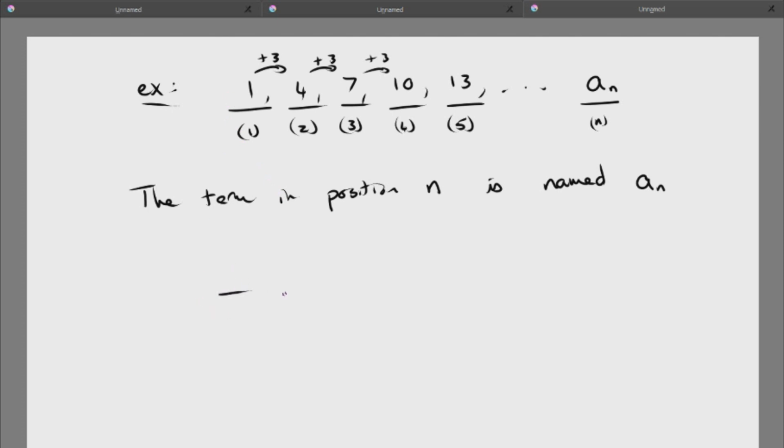So if I look at my sequence, position 1, the term's name will be A1. And in our example, it's the number 1. Position 2, the term in that position will be A2. In our example, it's a 4. And so on. They now all have names, making it easier for me to refer to in general.